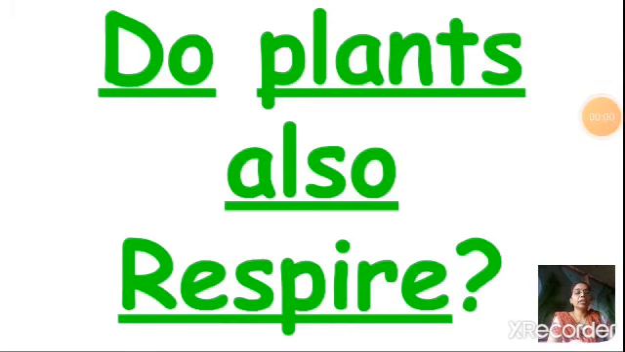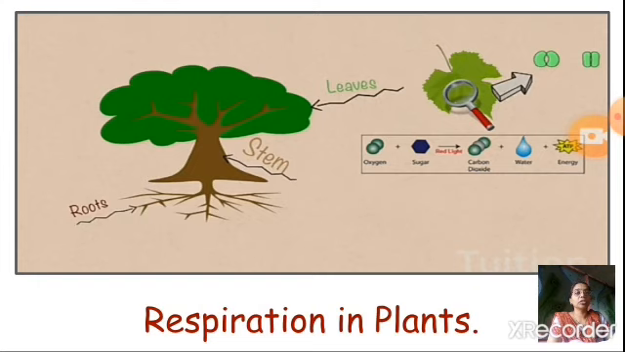Let's start our last topic of this chapter. Do plants also respire? We often believe that in the process of respiration, plants take in carbon dioxide and let out oxygen. But in fact, this process is called photosynthesis, about which you have learnt in chapter 1. It is the process through which plants prepare their own food, and it takes place only in the parts of the plant which contain chlorophyll, that is, only the green parts of the plant.